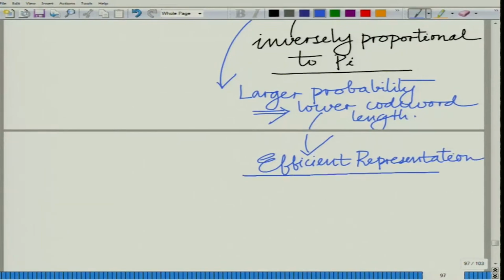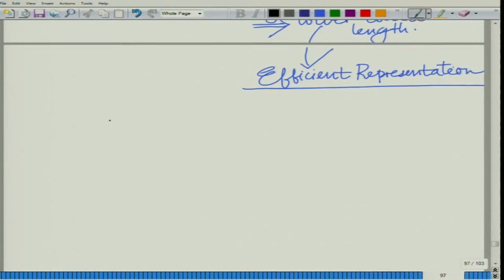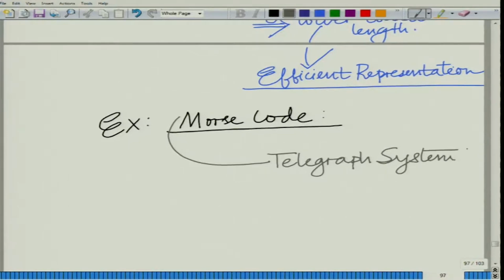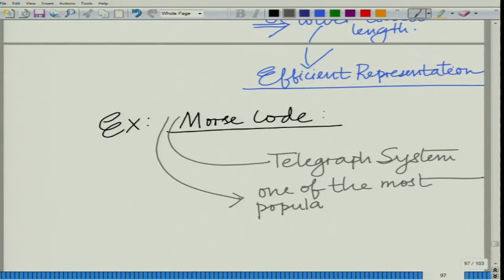This is towards an efficient code, and let me end by giving you a simple example. For example, let us look at the Morse code, one of the earliest and most popular source codes for the English alphabet. Of course, everyone must be familiar with the Morse code, which is used in the telegraph, and this is nothing but a source code, correct, one of the most popular.